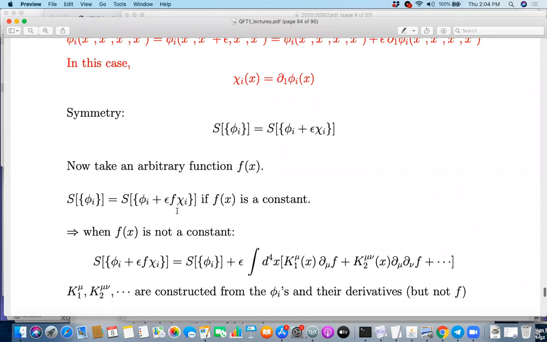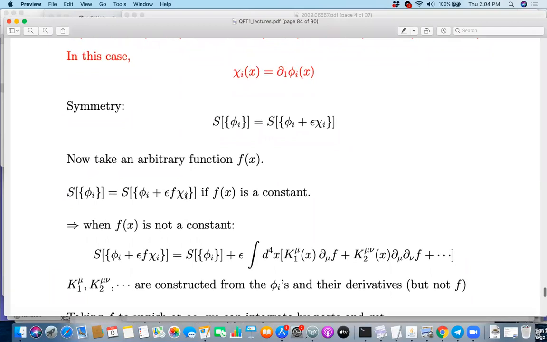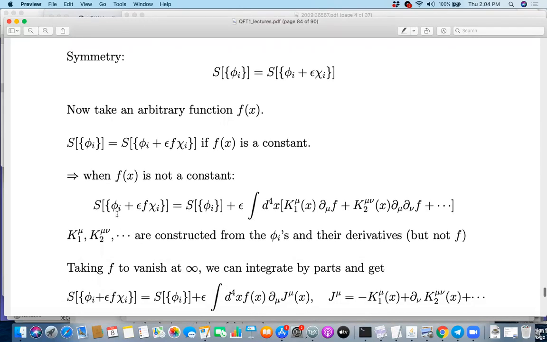So you should make sure that every step is completely clear. So now we are given this relation. This relation tells us that if f is a constant, then this is an identity, right? All you are saying is that we take some constant f and redefine epsilon as epsilon times f. But now let's check what happens if f of x is not a constant. It's an arbitrary function of x. Then you know that the difference between these two should vanish for constant f.